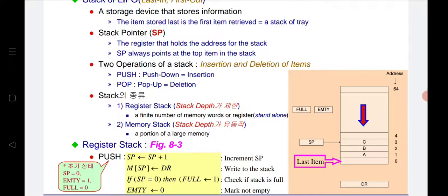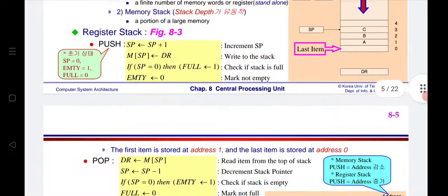If the stack pointer is 0, then full is equal to 1. That is how we check whether the stack is full or not. If it is not full, the stack pointer is not equal to 0, then empty is equal to 0.